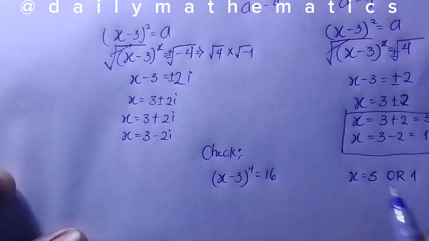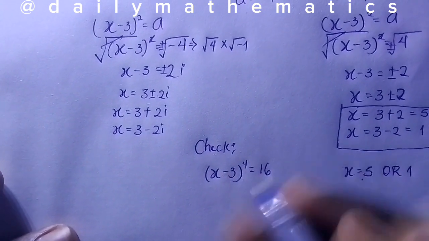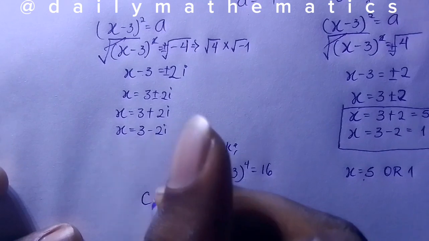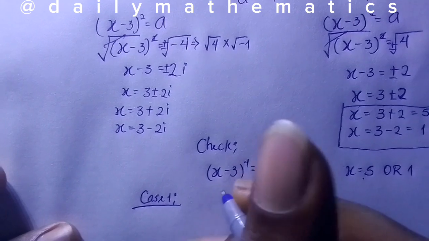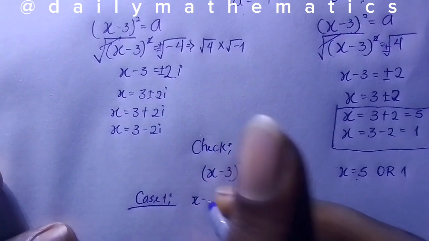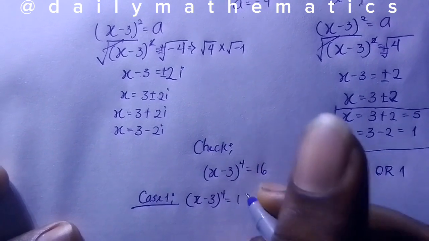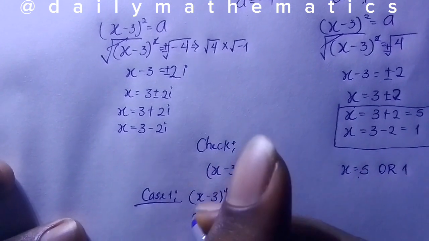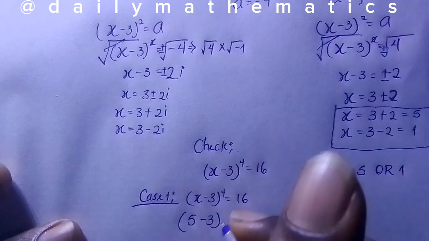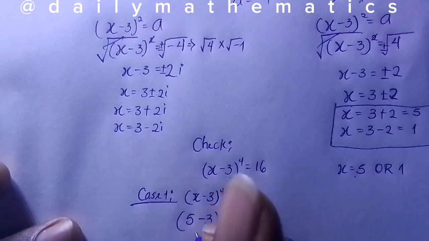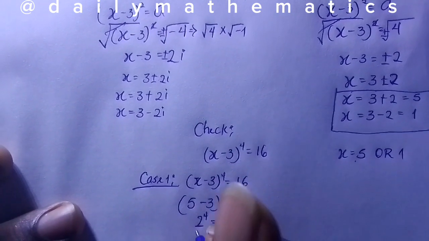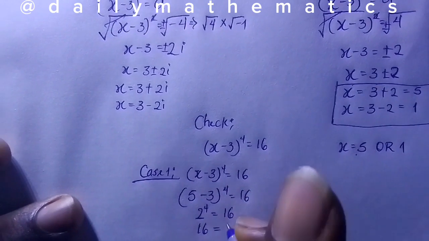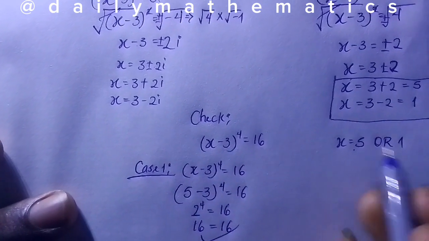Now for x equals 5, so that means for case 1, let's take it case 1 and case 2. So case 1 is (x minus 3) raised to the power of 4 equals 16. When x is 5, (5 minus 3) raised to the power of 4 equals 16. 5 minus 3 is 2, raised to the power of 4 equals 16. Alright, 2 raised to the power of 4 is 16, equals 16. So it is correct. How about for case 2?